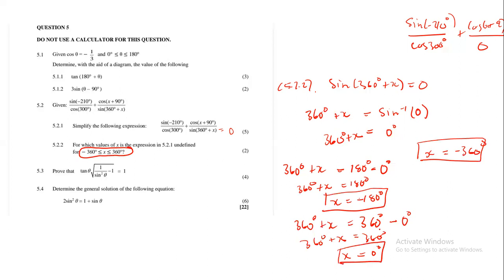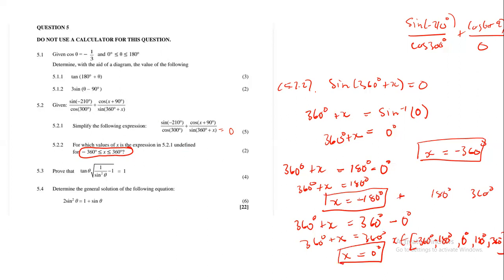So that means the values of x, even if you take positive 180 degrees, even when you take positive 360 degrees, my solutions of x are the elements of this solution set. So that means negative 360 degrees, negative 180 degrees, 0 degrees, positive 180 degrees, and positive 360 degrees. These are all the solutions that will make this expression undefined.